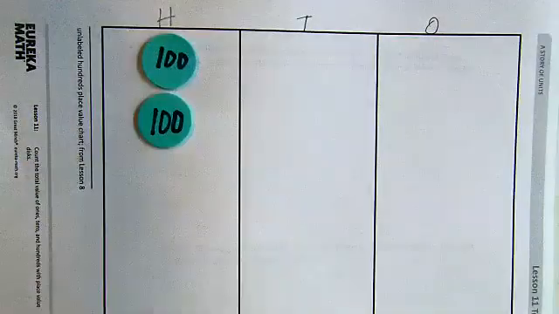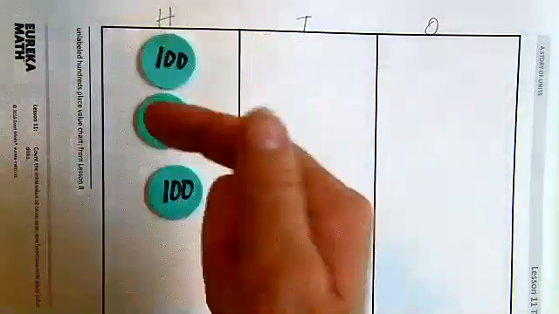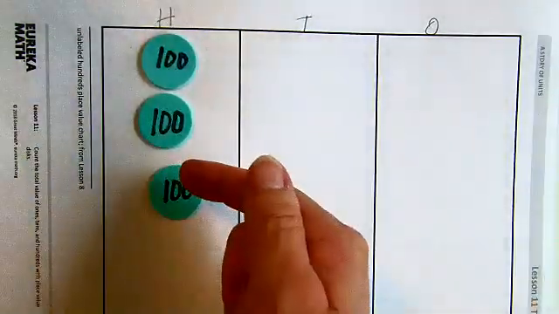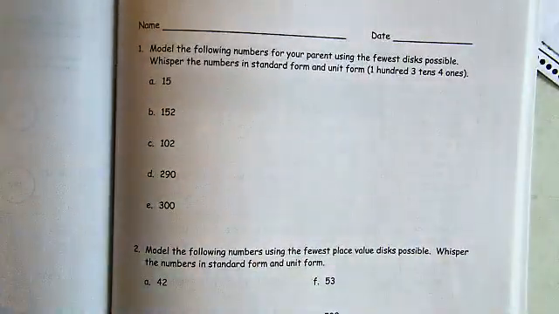We have 3 in the first column, and then we have 0 in the others. So we have 3 hundreds, 0 tens, 0 ones. What number is that? Count by 100 with me. 100, 200, 300. That's the standard form of that number.